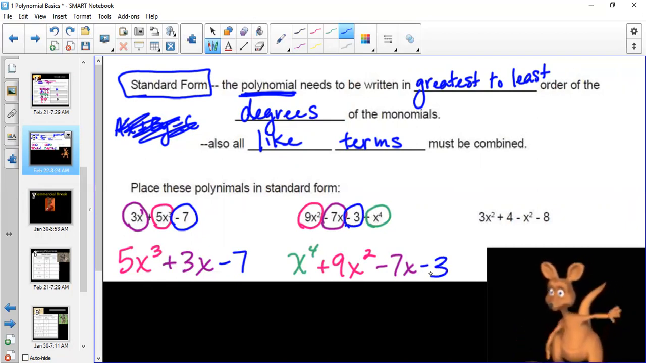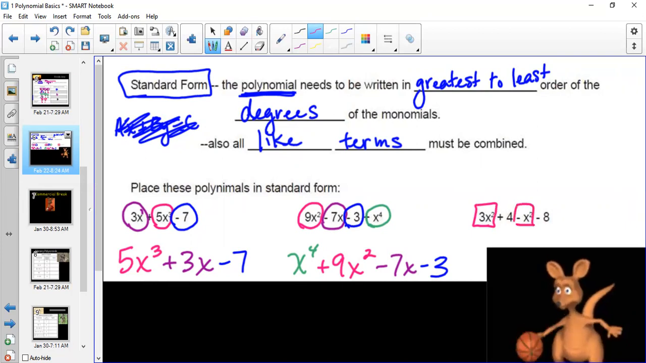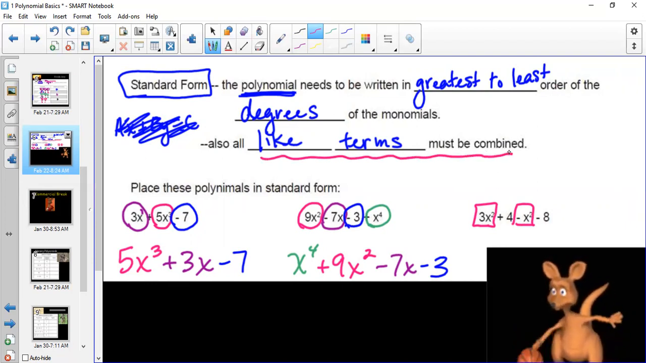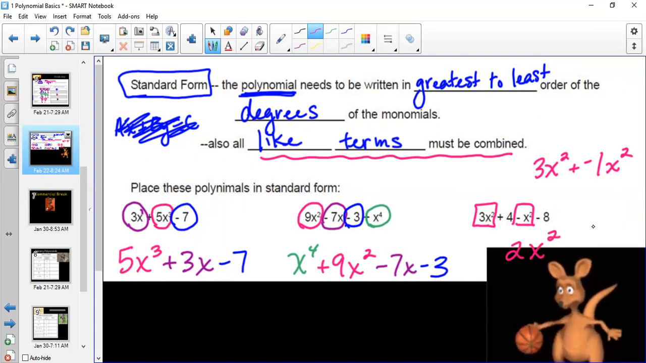This last one is the toughest of the two, because a lot of people look at these x squareds and think, well, which one comes first? Well, technically they both do. This is where we're talking about how like terms must be combined. So if I have 3x squared and I'm adding in a negative 1x squared, that gives me 2x squareds. Basically, I'm just adding my coefficients there.